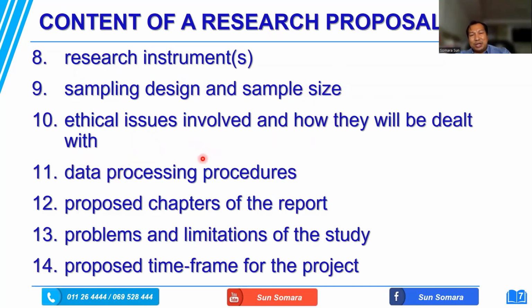Number 10 is about ethical issues involved and how they will be dealt with. Have you ever heard about this before? Since we have not discussed this one, what is an ethical issue? Yeah, I don't know either, teacher. You don't know either, right?